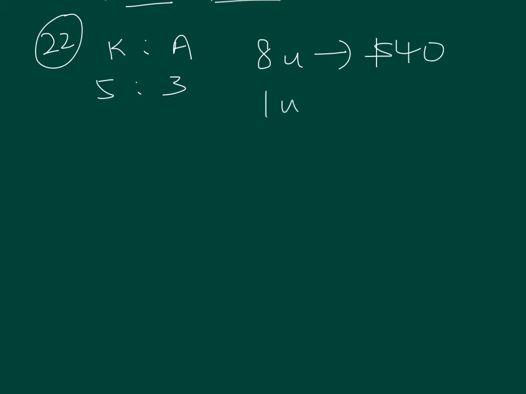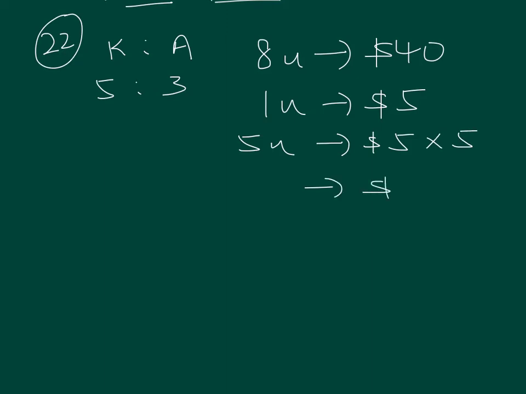We move on to question 22 now. Ratio of Kim's saving to Andy's saving is 5:3. So Kim is to Andy 5:3. If their total saving is $40, altogether 5 plus 3 is 8 units, and this will give me $40. So 1 unit is actually $5. How much is Kim's saving? Kim's saving is 5 units, so it's $5 times 5. Final answer $25. So Kim has actually $25 of savings.